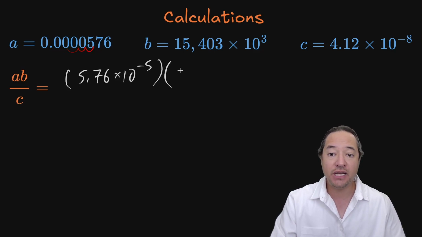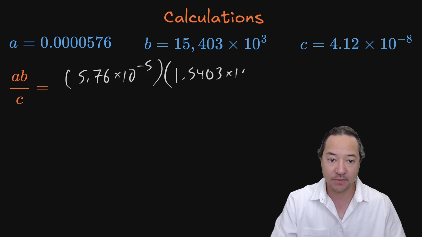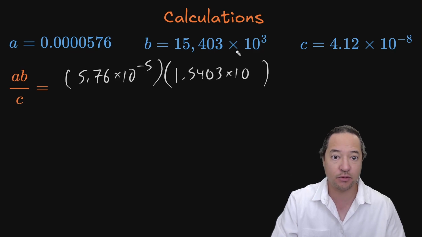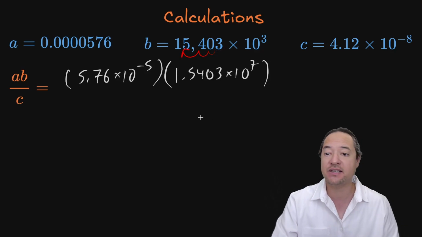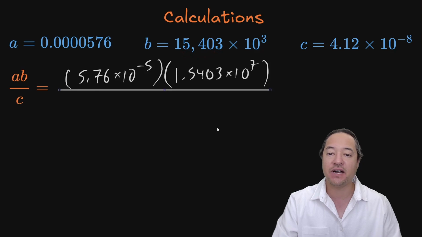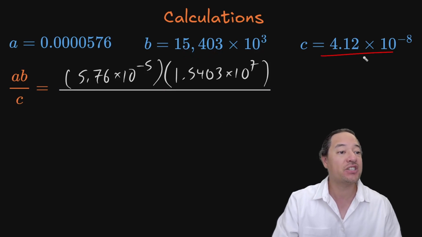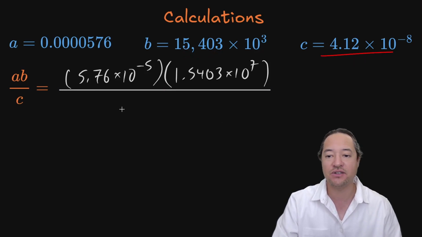And then for B, I'm going to represent that as 1.5403 times 10 to the, what's that going to be? I'm already at 3. And then I'm going to have to go 4, 5, 6, 7. Okay, so 10 to the 7. That's what B is. And then I'm going to divide all of this by C. Now, C is actually already written in scientific notation. So that's easy. It's 4.12 times 10 to the negative 8.